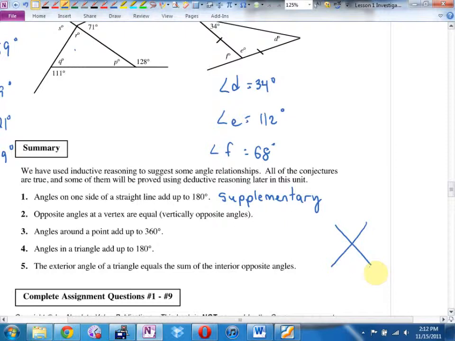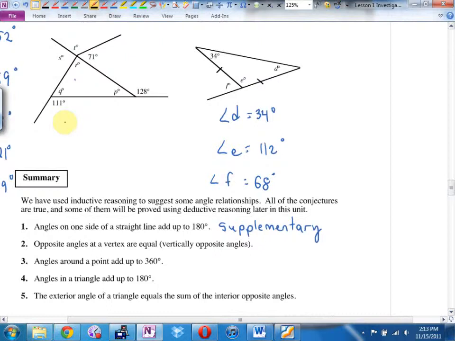Angles around a point add up to 360. Angles in a triangle add to 180. It says the exterior angle of a triangle equals the sum of the interior opposite angles. By the way, it is true. I don't know if you noticed, Boston, but 34 plus 34 is 68. That plus that gives you that. I've never really used that one as a shortcut because almost always I can find this guy and then find that guy as a hopscotcher.